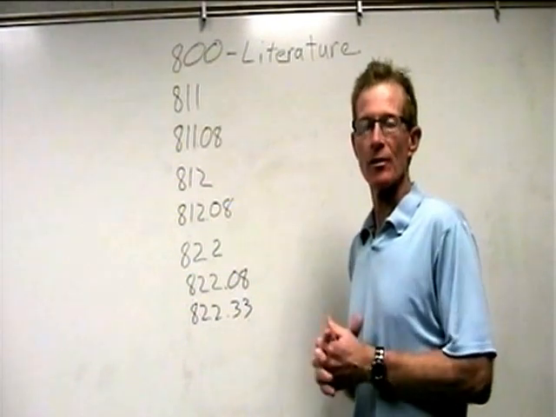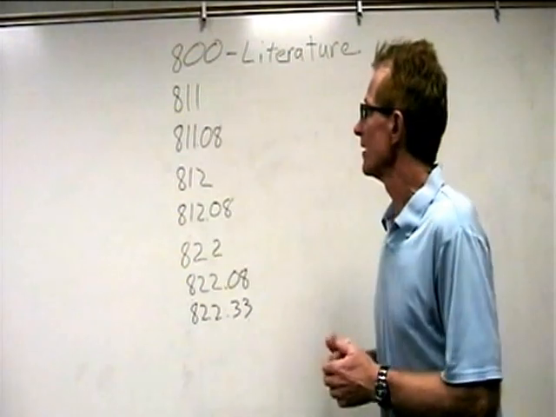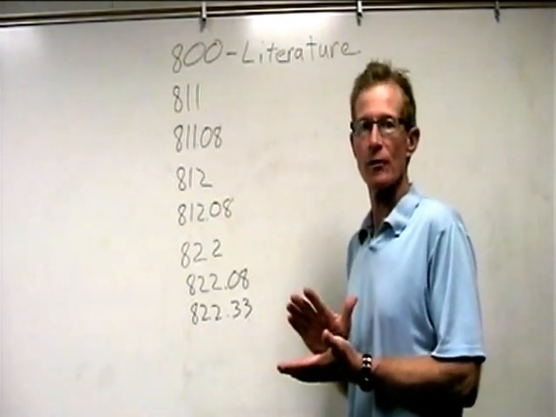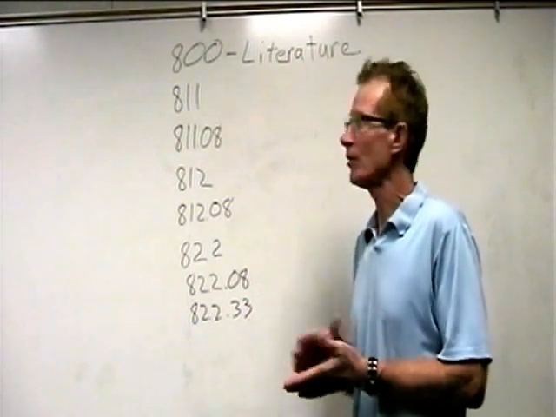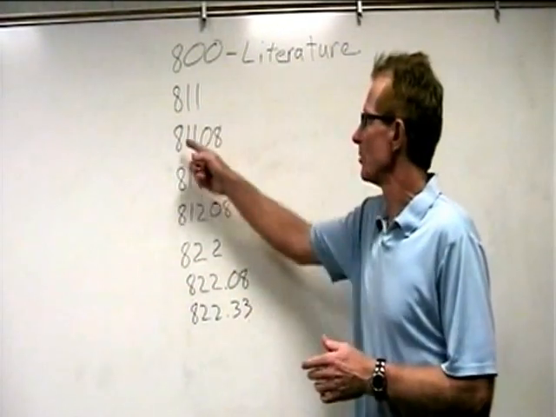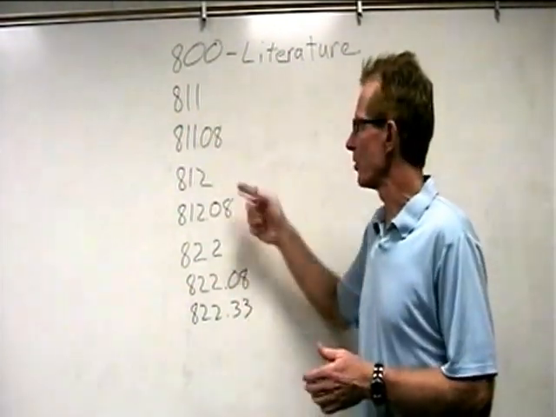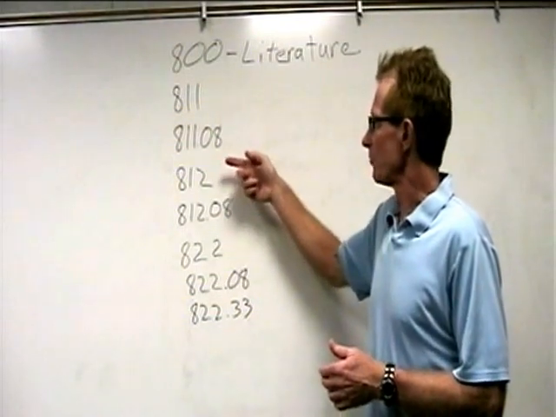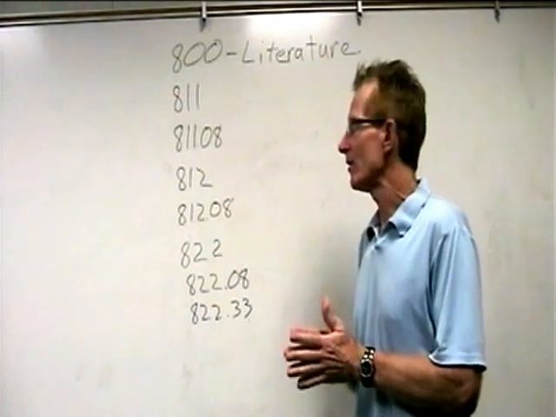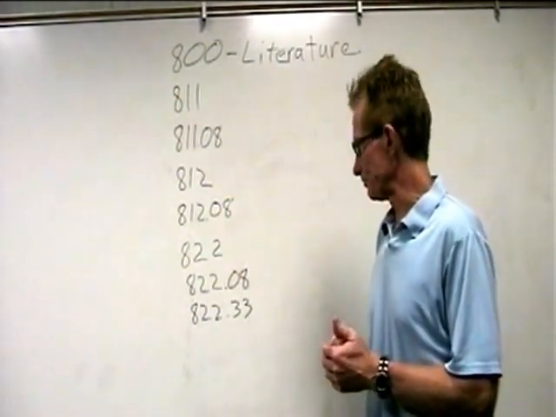Most of your books are going to be American, so let's take a look at that. 811. 811 is for books of poetry. If you have a book that's a poetry of one specific author, it would be 811. If you have a collection of American poets, it would be 811.08. Same thing with drama. If you have a play or a collection of plays by one specific author, it would be 812. If it's a variety of authors or playwrights, 812.08.